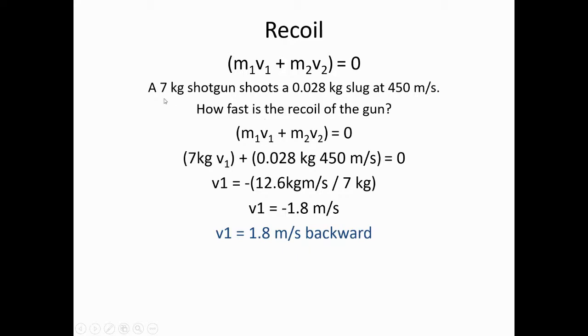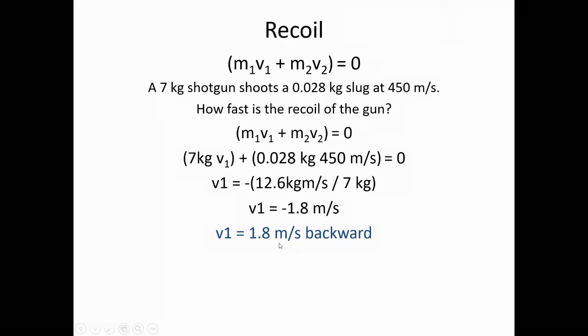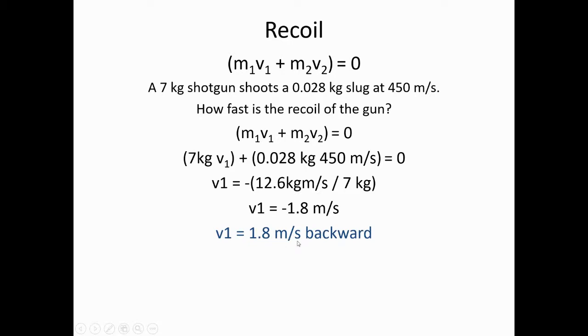Recoil. A 7 kilogram shotgun shoots a 0.028 kilogram slug at 450 meters per second. How fast is the recoil of the gun? So you have m1v1 plus m2v2 equals 0. 7 times v plus 0.028 times 450. You subtract this over, and then you divide, and you get -1.8, and it's backwards. So if you think about it, recoil is backwards.